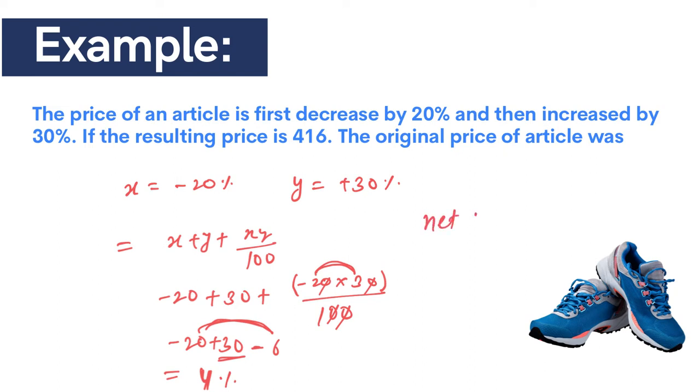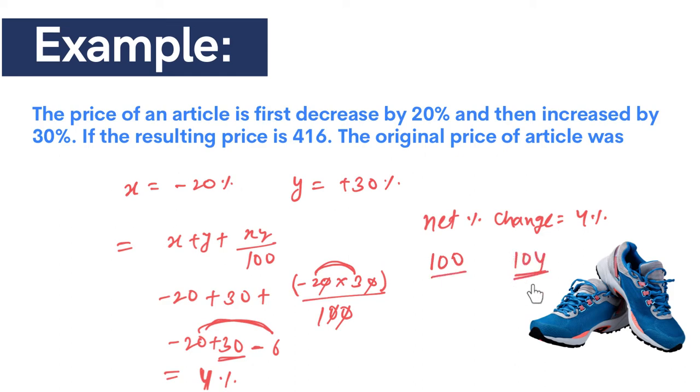So the net percentage change is 4%. What is the meaning of this? It means, if the earlier price is 100, it will change by 4%. So the final price is 104.